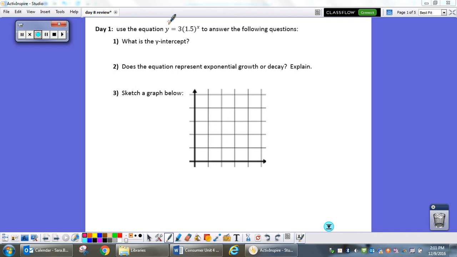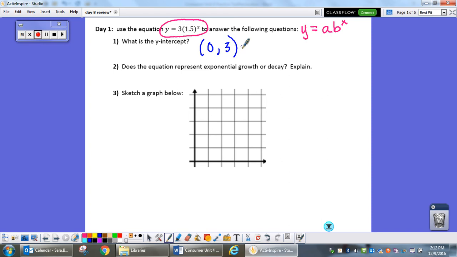y equals 3 times 1.5 to the x power. This is an exponential, which means it's in the form y equals a times b to the x power. b is always the number raised to the exponent. a is the y-intercept. So in our case, our y-intercept is (0, 3).